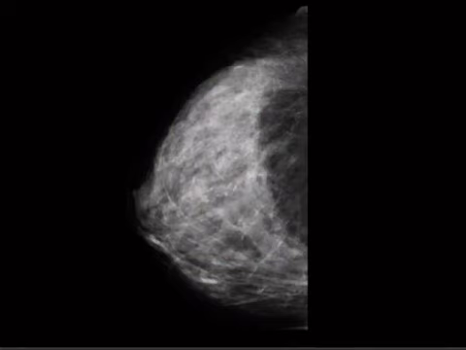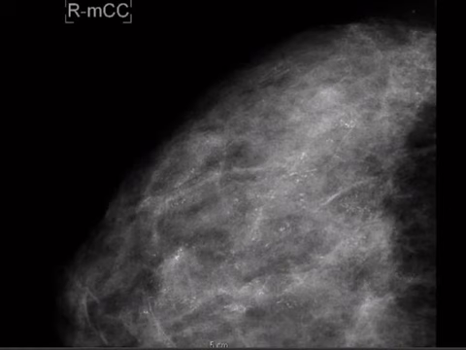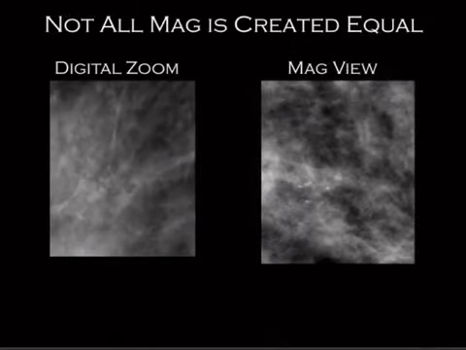We've got a single view of the right breast. Let's take a closer look here. What we're seeing is a whole bunch of different calcifications. So let's talk briefly about this.